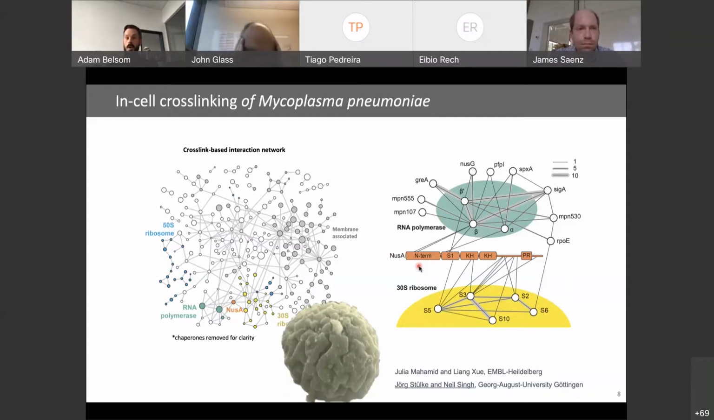Through our collaboration with Jörg and Neil, we also had the opportunity to work with Syn3A. We were very excited about this because it's a minimal genome, and also for us, for the database search aspect, this means that there are fewer proteins that we need to worry about.